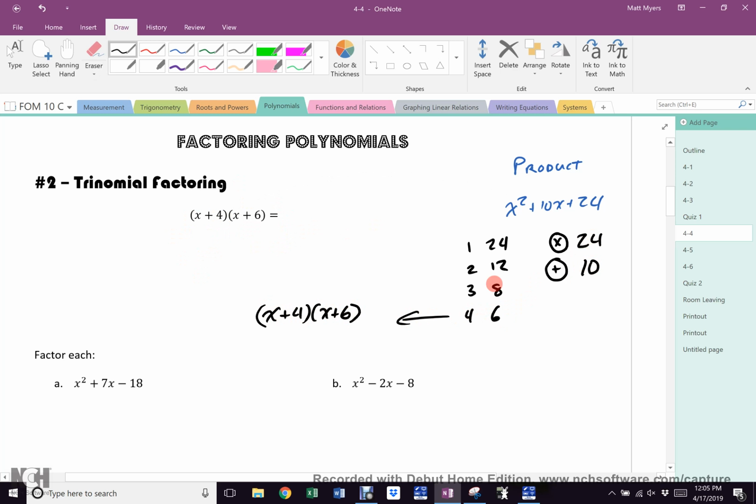So let's put it into perspective. If I have this, x squared plus ax plus b. So some number there and some number there. And I want to factor it. I need to find numbers that multiply to b and add to a. That's your job. And it must only be two numbers.